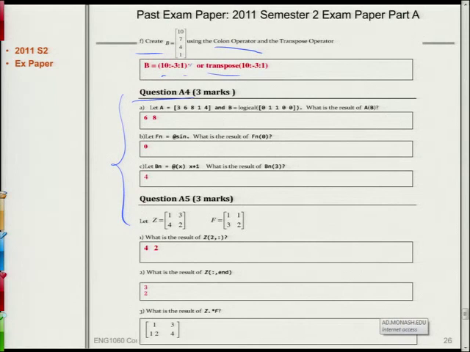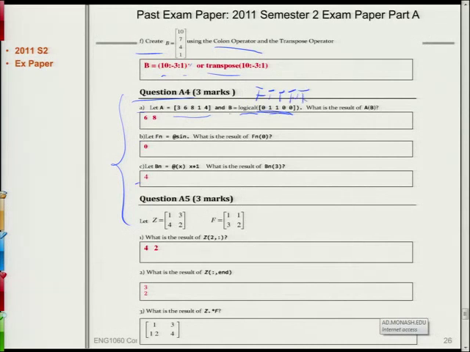So A4, which part do you feel confused? So A4, 3 questions, A, B, C. So the first question gives you a vector A and a B. B, note that you use logical. So logical is a built-in function. This built-in function will change this 0, 1, 1, 0, 0 from data type double to logical data type. So what does that mean? So 0 means false, 1 means true.